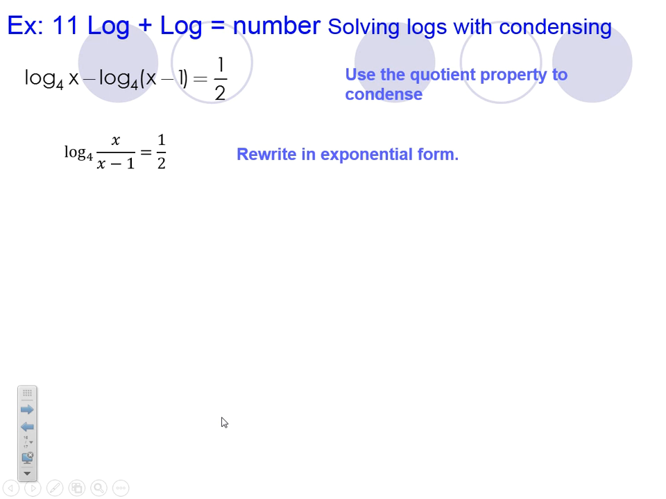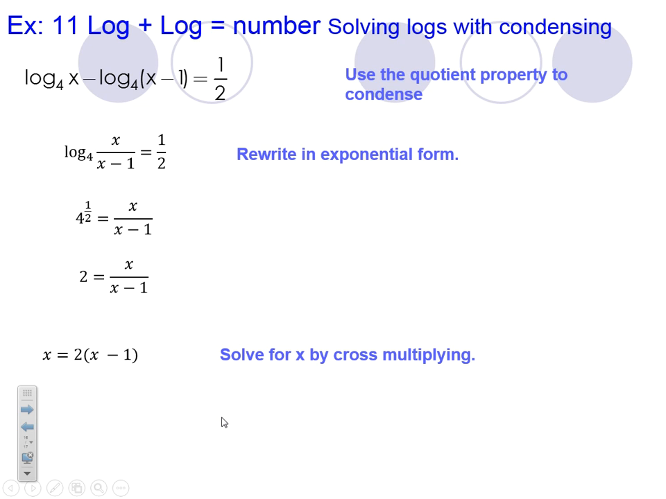Now that we've used the condensing property, we can now rewrite our equation in exponential form, and we get 4 to the 1/2 equals x over x minus 1. Now, we know that 4 to the 1/2 can simplify to 2. Now we're going to solve for x by cross-multiplying and then solving our equation for x. And we see that x equals 2. And of course, we definitely want to do a check.